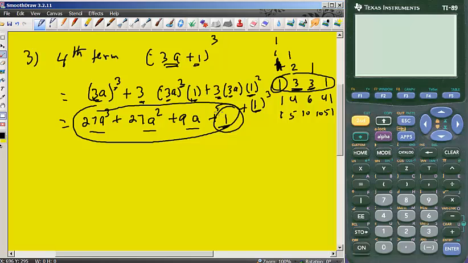Now, that's a long way of doing it, so let me show you a shortcut. How do you find the 4th term? So, let's do problem number 4.